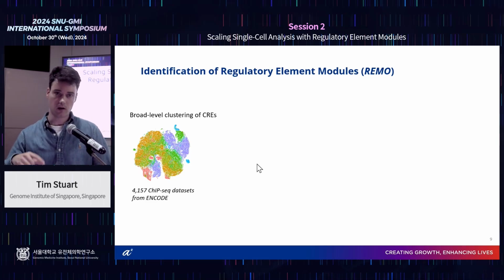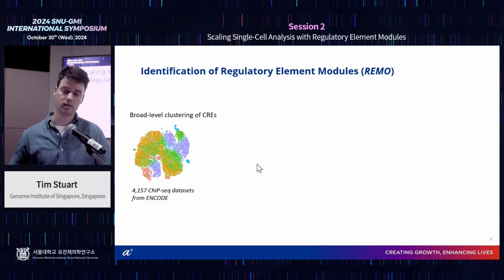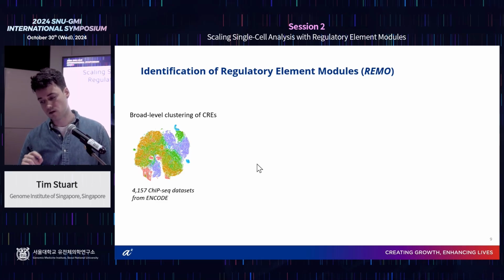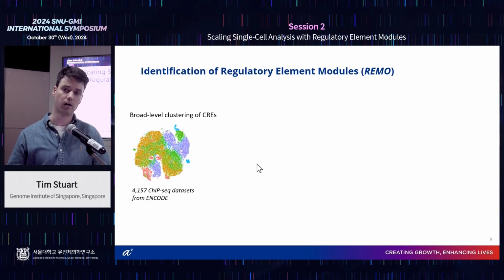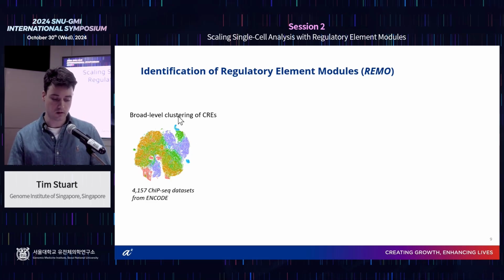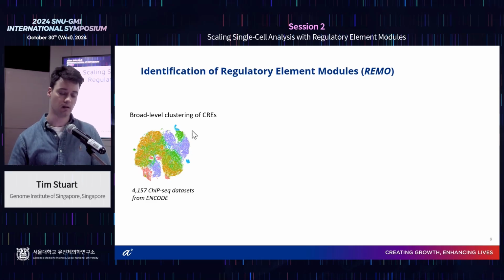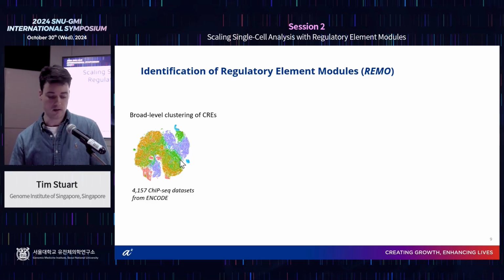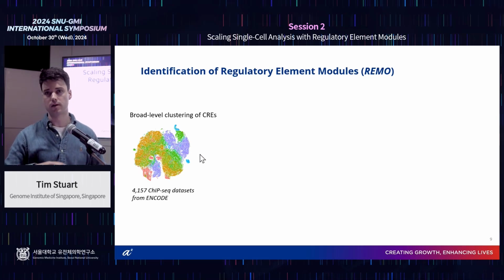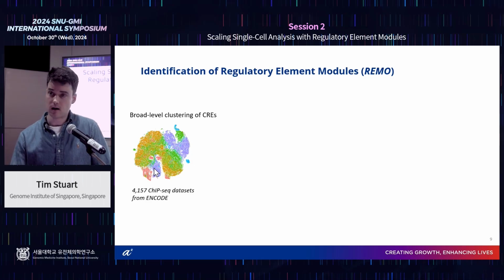So what we did is we quantified for each of these 1.5 million regions the signal in a set of over 4,000 different experiments from ENCODE on human cells. And then we can do a dimension reduction and clustering based on that. And so here, each point is a regulatory element. But this really gives us a fairly broad level separation of different types of elements. So it separates things like promoters from enhancers and CTCF sites. But we wanted still much more granularity than that, right? So we use that as a starting point.